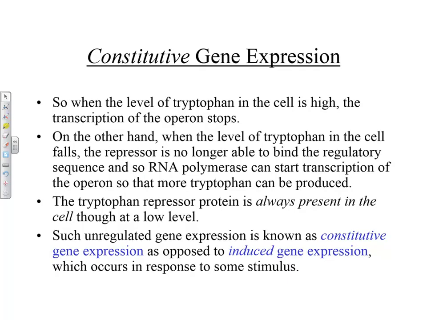As I said, when the level of tryptophan in the cell is high, the transcription of the operon will stop. On the other hand, when the level of tryptophan in the cell falls, the repressor is no longer able to bind the regulatory sequence, and so RNA polymerase can start transcription of the operon so that more tryptophan can be produced. The tryptophan repressor protein is always present in the cell, although at a low level. Such unregulated gene expression, and this is again biological terminology, is called constitutive gene expression, as opposed to induced gene expression, which is when a protein is produced in response to a stimulus.